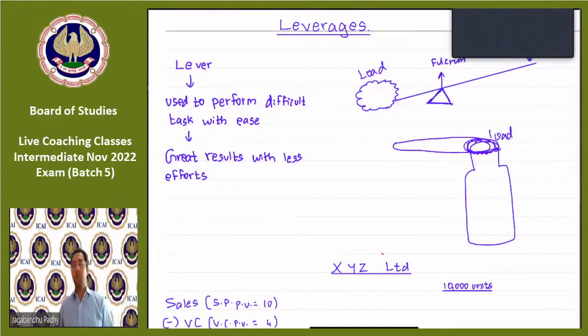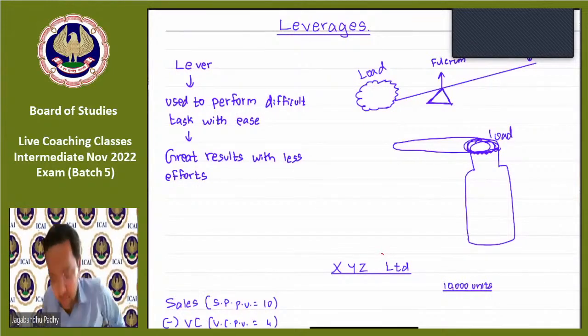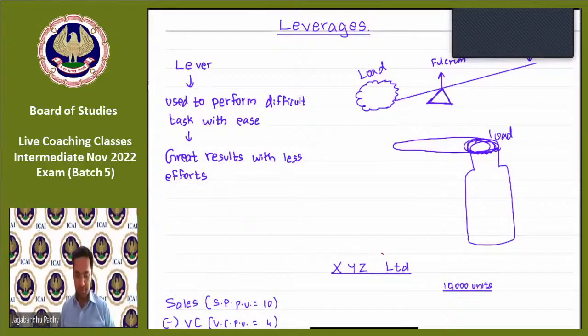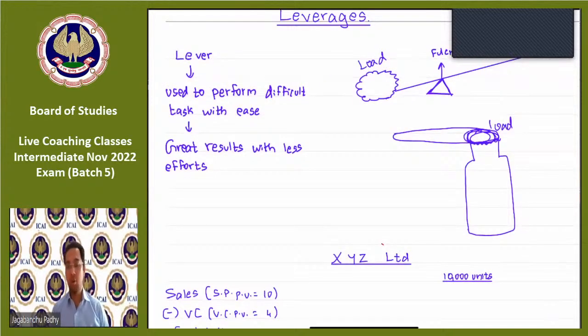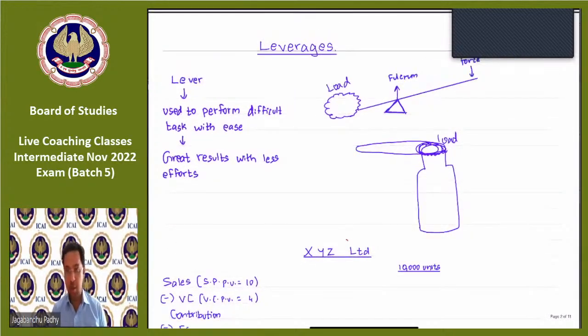The lever is where we obtain great results with less effort. So we obtain these difficult results with lesser efforts, right? Now, something of this sort actually happens in the finance world also, wherein you put very much less effort, but you are able to realize great results out of it.